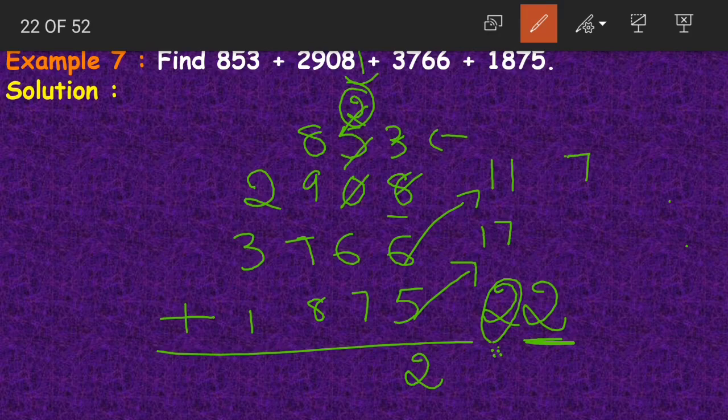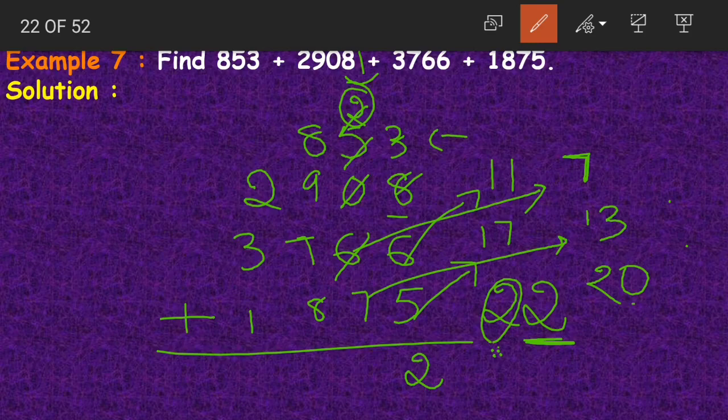7 plus 0, we still have 7 only, because when we add any number to 0, we get the number itself as the answer. So 7 plus 0 becomes 7 only. Now 7 plus 6 becomes 13. Now 13 plus 7 becomes 20. Here 0 is in the ones place, so I'll write here. 2 is in the tens place, I'll carry it.